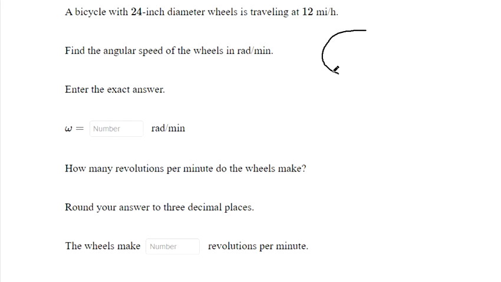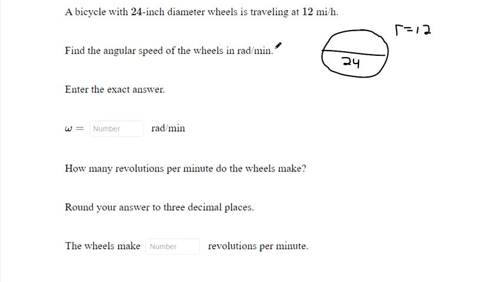We've got a bicycle with a 24-inch diameter. So it's 24 inches across, and we could note that that means the radius is 12, right? The bicycle's traveling at 12 miles per hour. We're supposed to find the angular speed of the wheel in radians per minute.